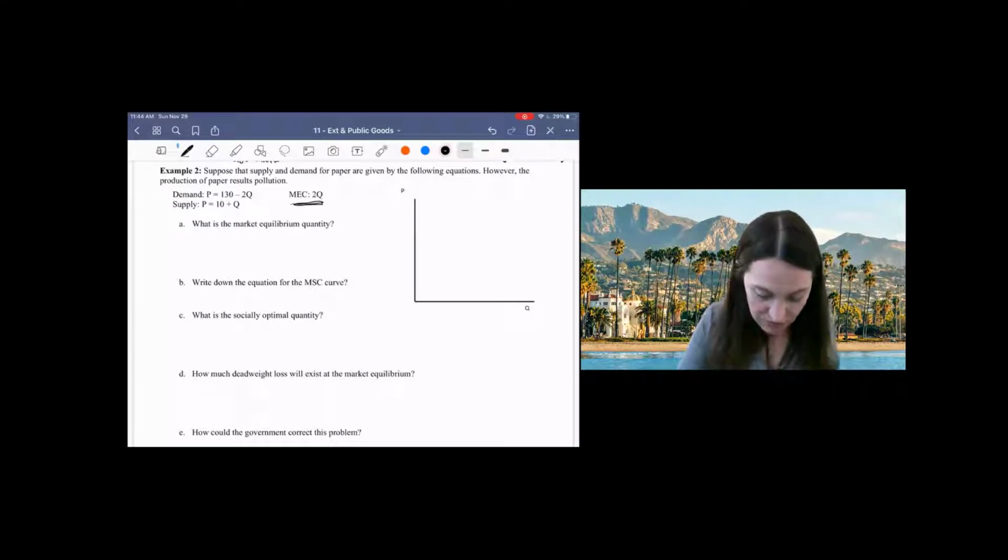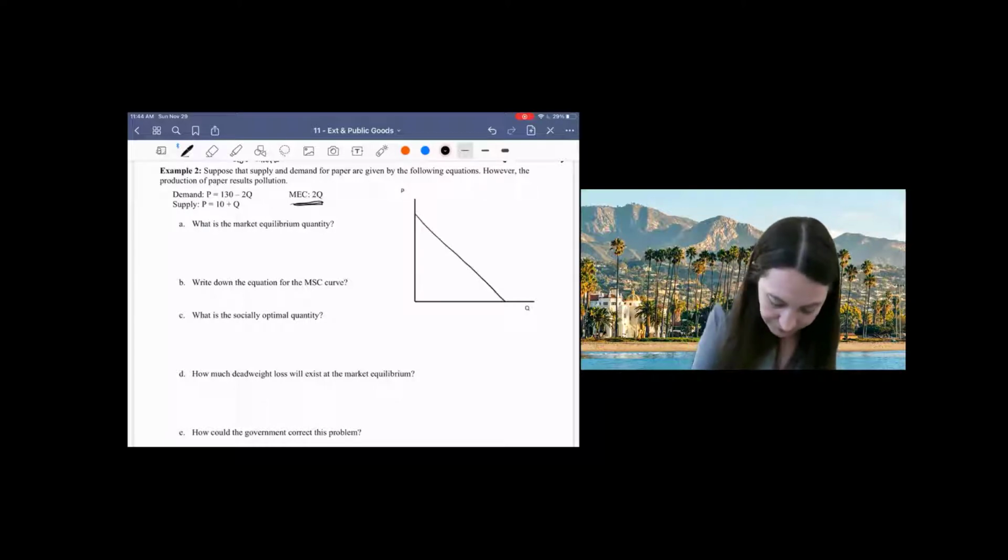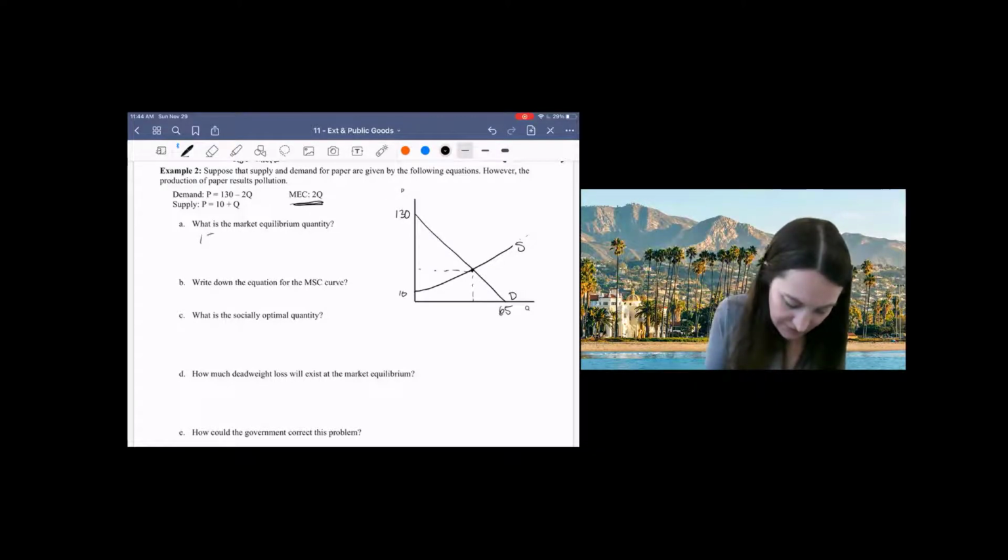We'll plot our supply and demand curves. So we got 130 minus 65Q for demand, and then let's see, 10 plus Q for supply, and for our market equilibrium quantity, we'll set those equations equal to each other, and we get that Q is equal to 40. And we could find P here. That's 50.